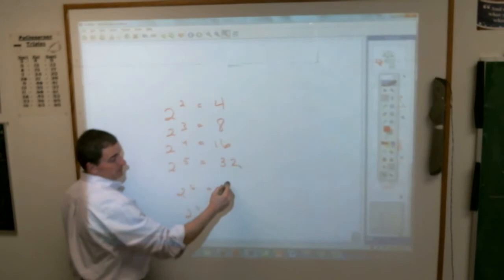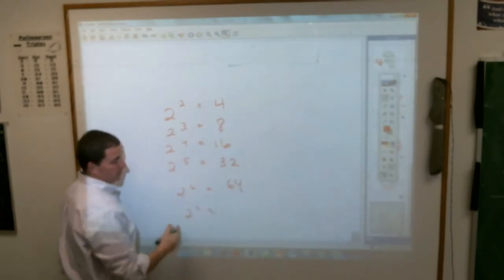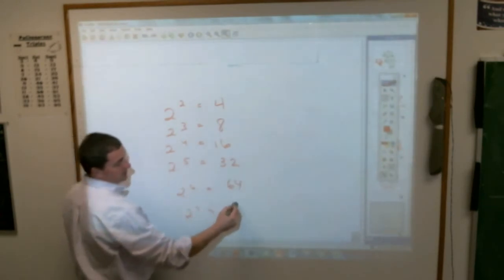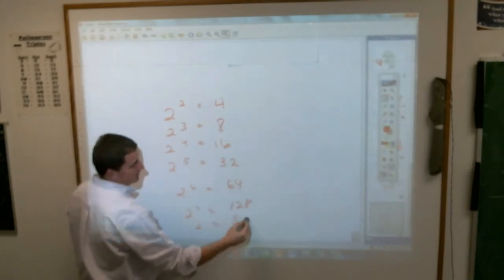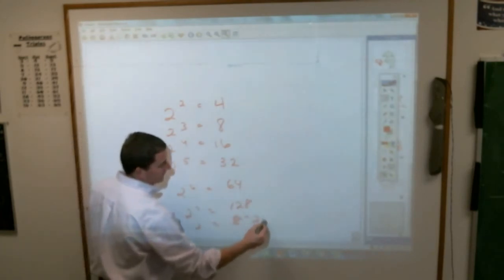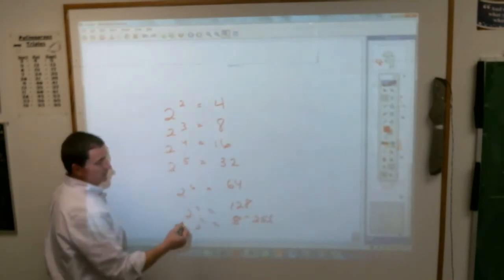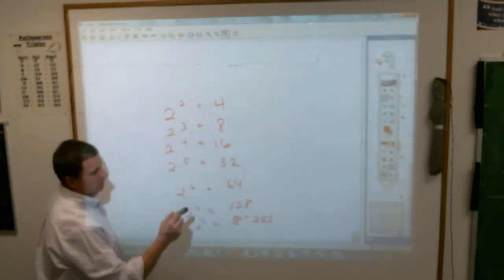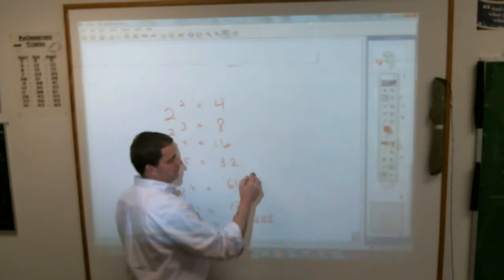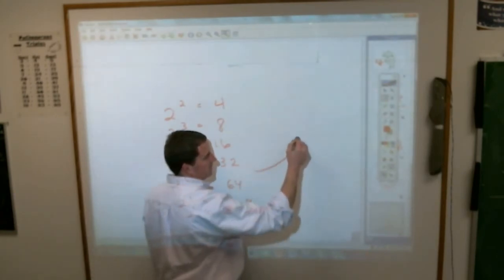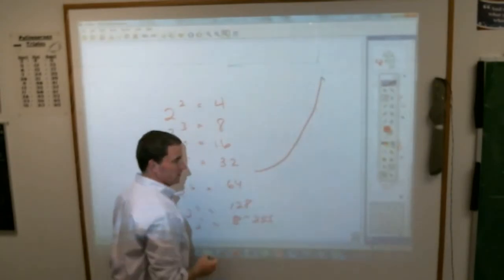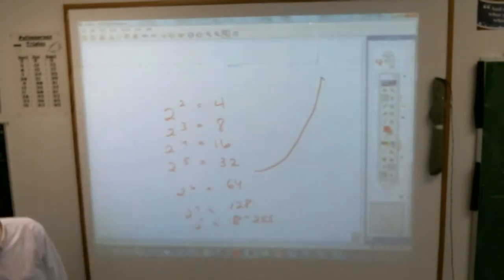6th power is 64. Now it's starting to grow a lot faster. The 7th power is 128. To the 8th power, it's going to be 256. To where eventually it just starts growing faster and faster and faster. Exponential growth is growth that doesn't seem to grow fast right away, but then as you get going, it goes really, really, really fast.